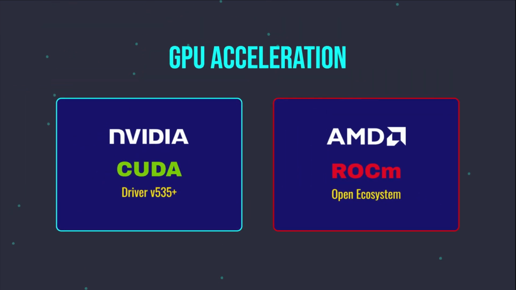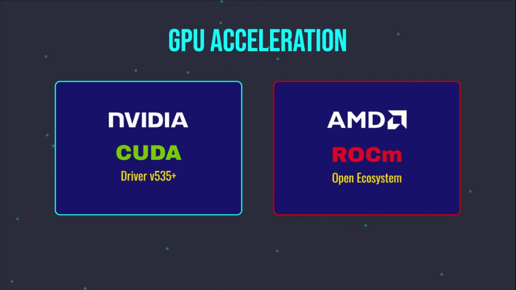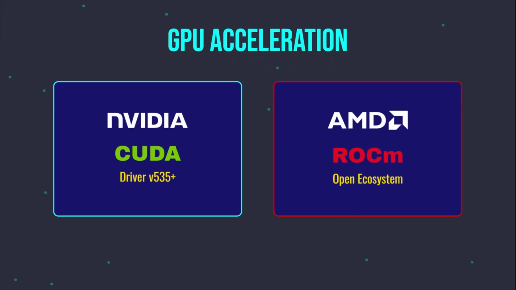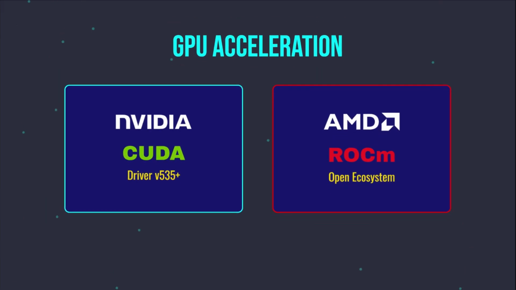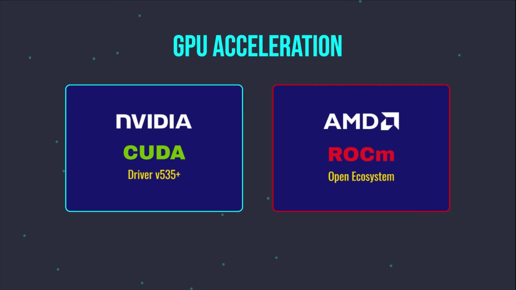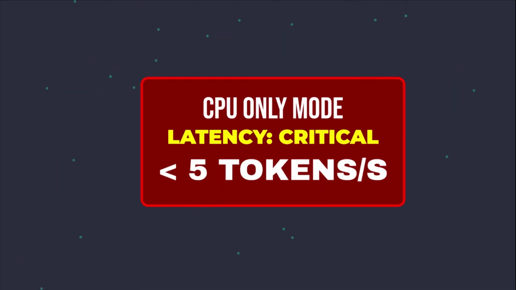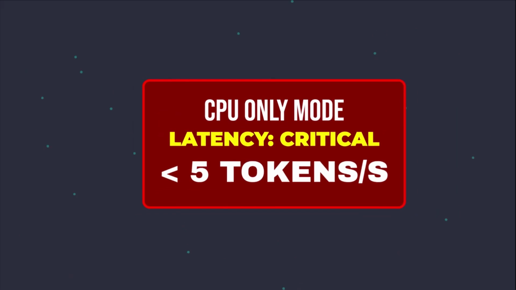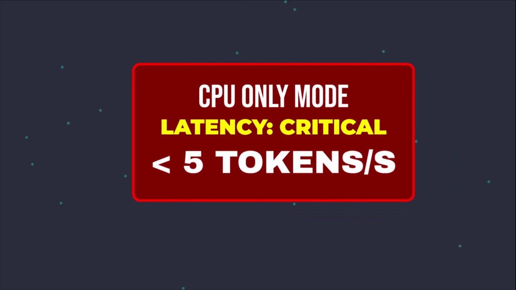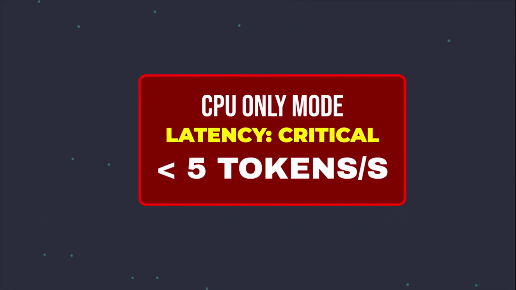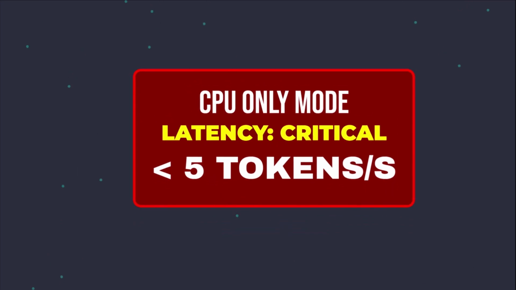Crucially, verify CUDA compatibility if using NVIDIA, or ROCm for AMD, ensuring driver version 535 or higher is installed. Ollama leverages these frameworks for GPU offloading, drastically reducing inference latency from seconds to milliseconds. If your setup relies solely on CPU, expect token generation rates below 5 tokens per second, rendering it impractical for real-time application development. Confirming these prerequisites prevents deployment failure and ensures the necessary performance baseline for system integration.